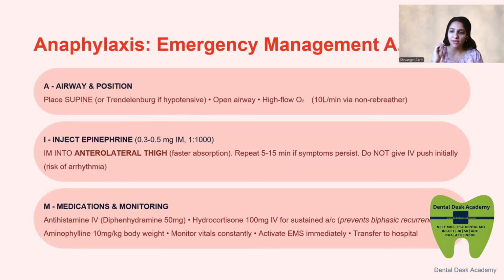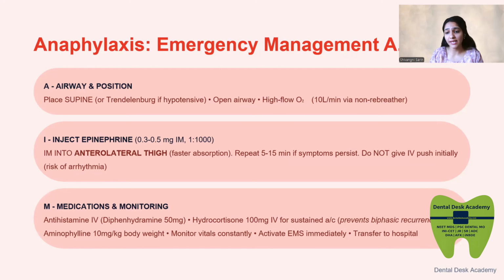And you will be giving it IM, in the anterolateral thigh. You can repeat this every 5 to 15 minutes if the symptoms persist. As I said, do not give IV. You should give it IM, because arrhythmias may occur if you give injection adrenaline IV. So there may be a risk of arrhythmia. This is again a very important MCQ. So just give IM at the moment and keep repeating until the vitals stabilize.